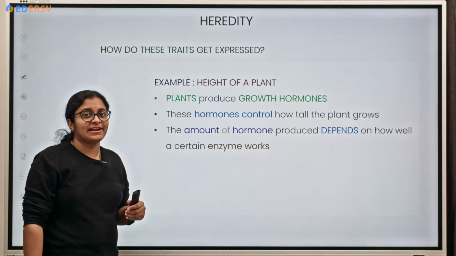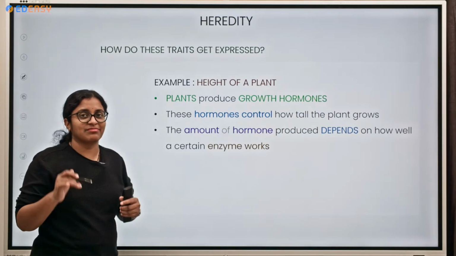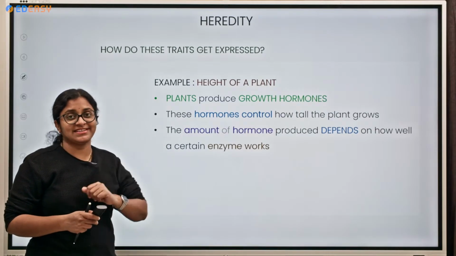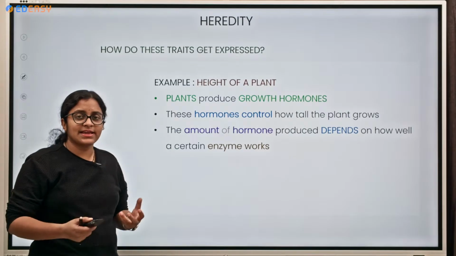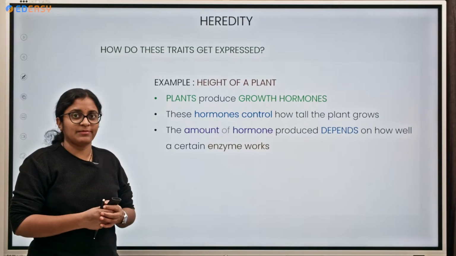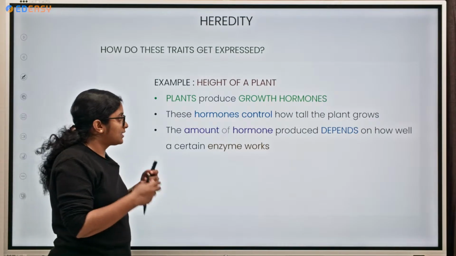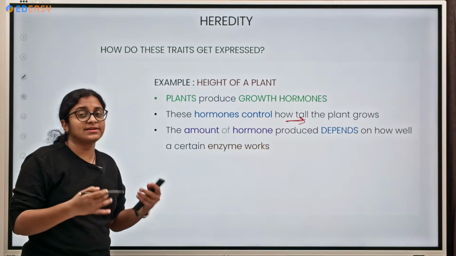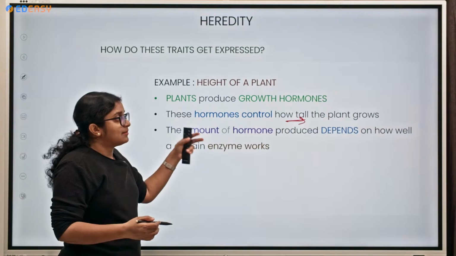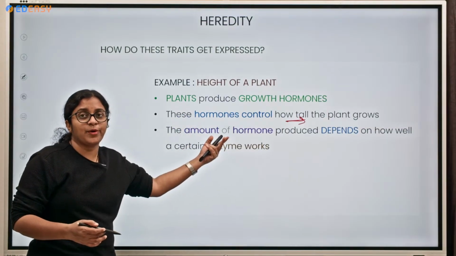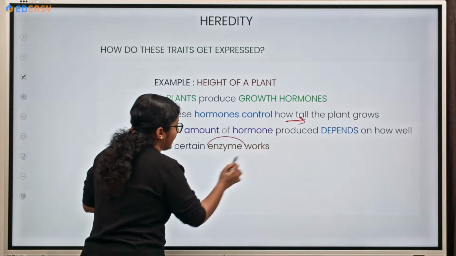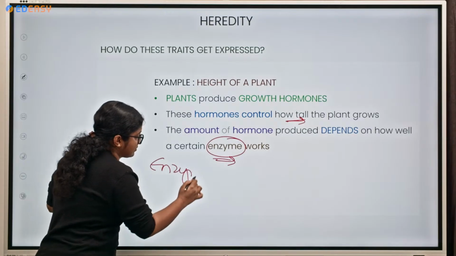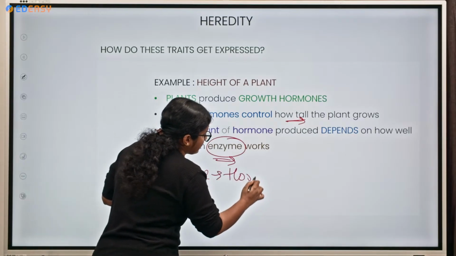Let's take an example of height of the plant in order to understand about this statement. Plants, we know they produce various growth hormones that we have seen in the control and coordination chapter. So the hormones are necessary for controlling various activities of the plant. Let's take a hormone. One hormone is controlling the tallness or the shortness of the plant. It is controlling how tall the plant is growing. So the amount of hormone, how much it is produced, is dependent upon how well an enzyme is working. Okay, so if the enzyme is working well, the hormone is getting produced.